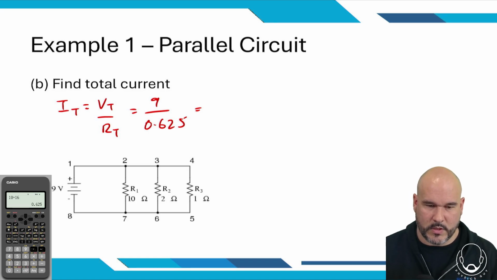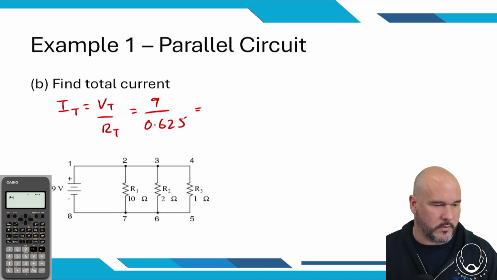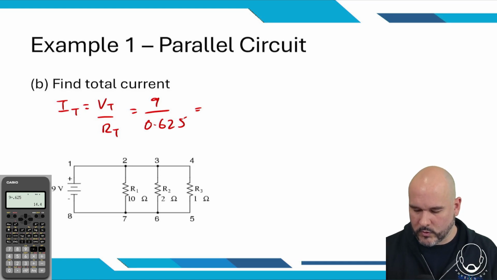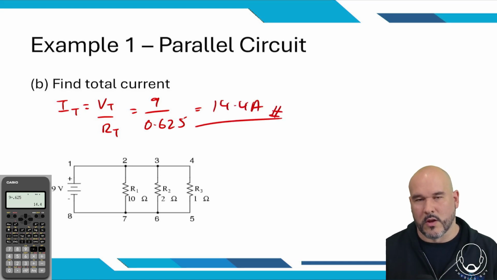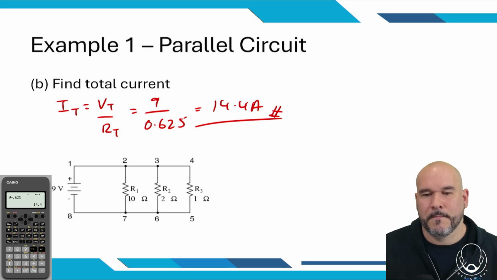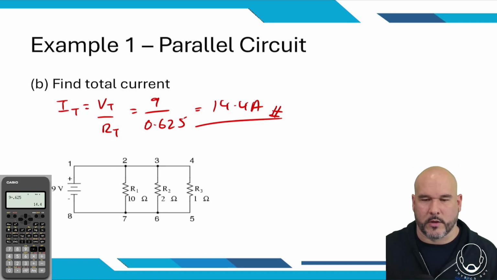I can't do that in my head. Maybe 15.4. Let's try it. 9 divided by 0.625 is 14.4 amps. Okay, 9 plus 5.4 is not 15.4, Chris, just to let you know. So 14.4 amps.